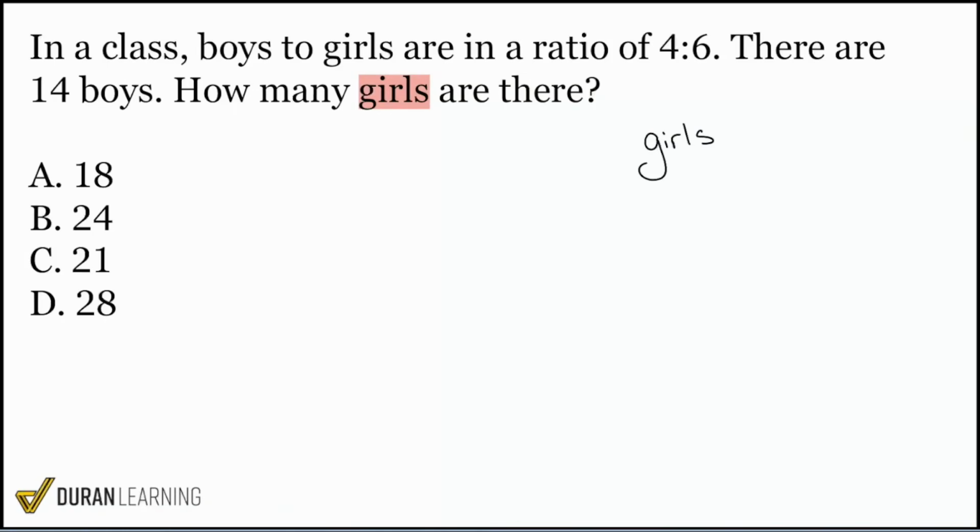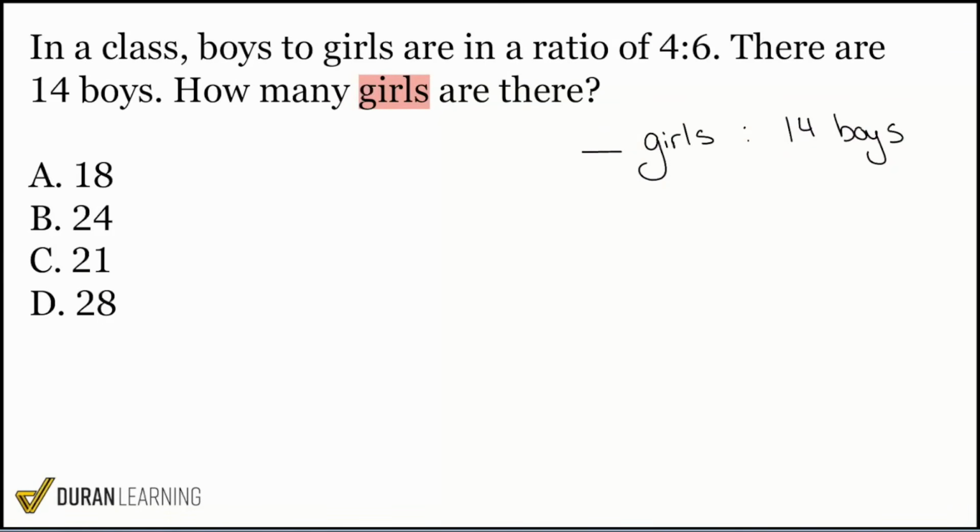All right, perfect. Now I'm going to read through the information, and it's going to say, in a class, boys to girls are in a ratio of 4 to 6. Okay? And then it says there are 14 boys. How many girls? So the 14 boys that we see there, we can actually write that right over here. So we can say blank girls, 14 boys, because that's the actual number of boys, and we want to know the actual number of girls. So right there, girls to boys.